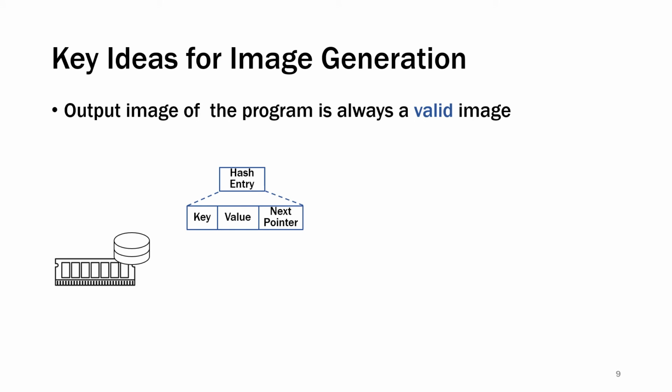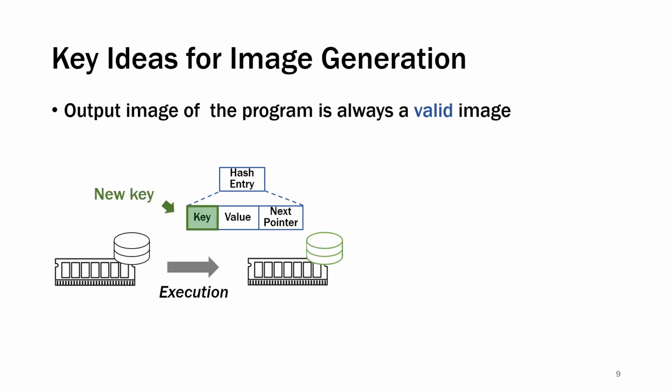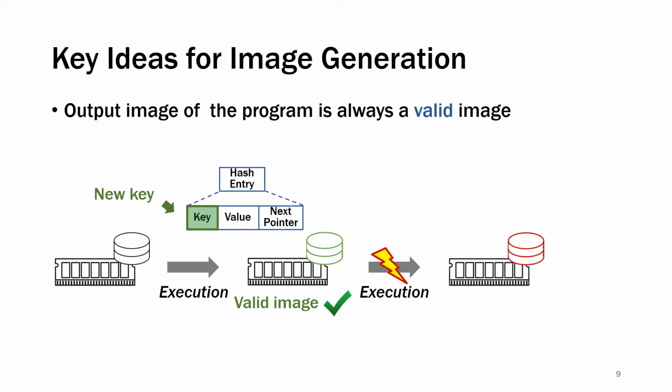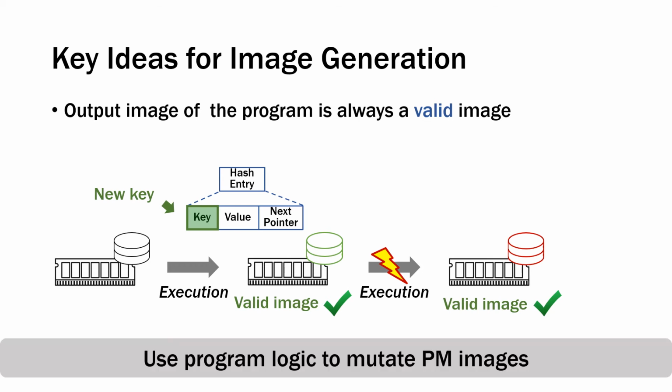We find that the output image of the program is always a valid image. For example, for the hash table, after executing some commands, we have some keys mutated, which is a valid image. And after executing some more commands and encountering a failure, we have another valid image, a crash image. So our key idea is to use the program logic for mutation.